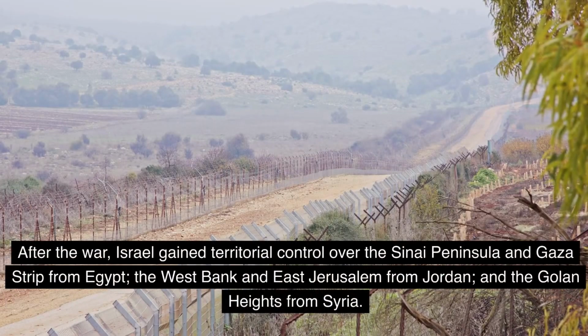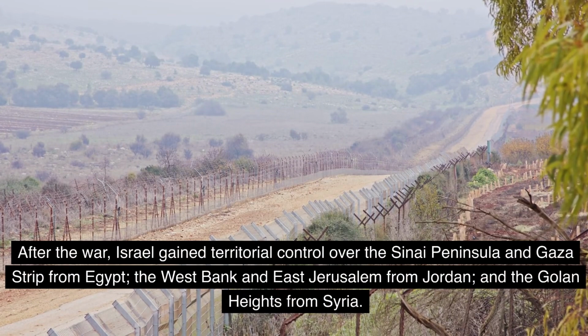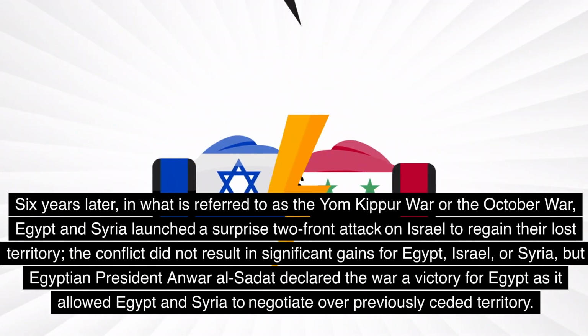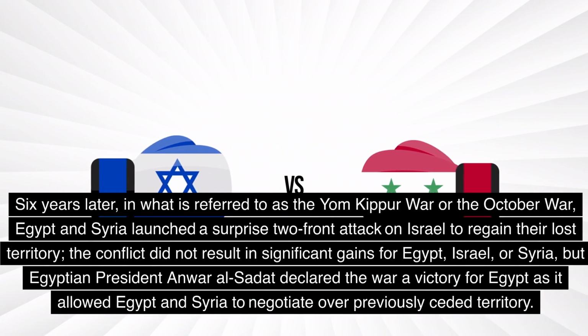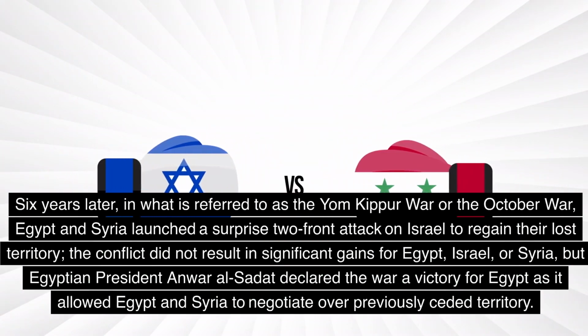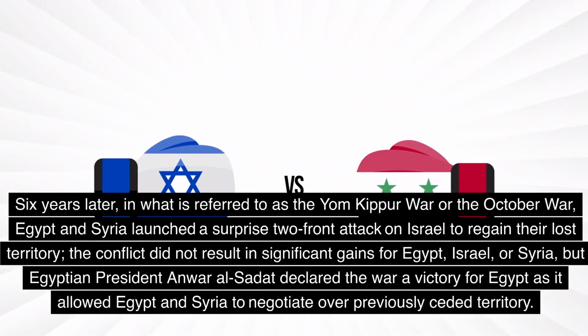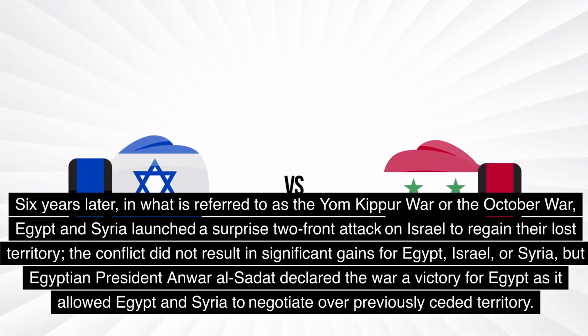After the war, Israel gained territorial control over the Sinai Peninsula and Gaza Strip from Egypt, the West Bank and East Jerusalem from Jordan, and the Golan Heights from Syria. Six years later, in what is referred to as the Yom Kippur War or the October War, Egypt and Syria launched a surprise two-front attack on Israel to regain their lost territory. The conflict did not result in significant gains for Egypt, Israel, or Syria, but Egyptian President Anwar al-Sadat declared the war a victory for Egypt as it allowed Egypt and Syria to negotiate over previously ceded territory.